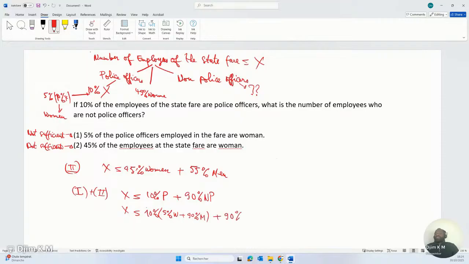Okay, so here, those who are not police officers, and it also tells us that 45% of employees at the state fair are women. Still we have a lot of unknown values. We don't have this value, we don't have this value, this one as well. So definitely the two conditions together are also not sufficient. So we need more information. So answer E should be our answer.